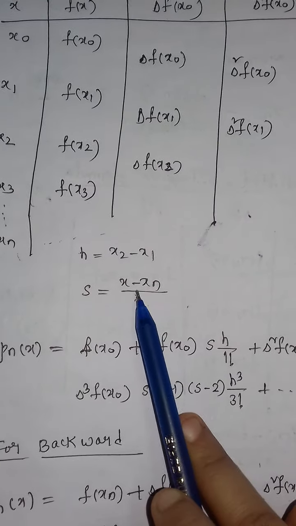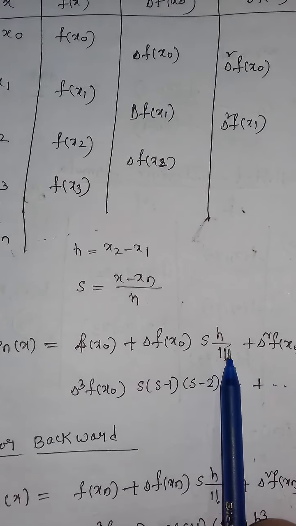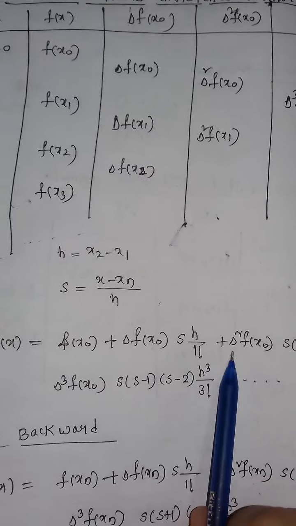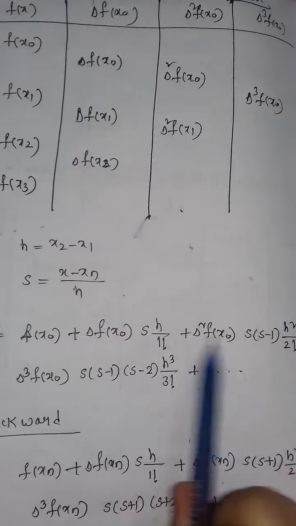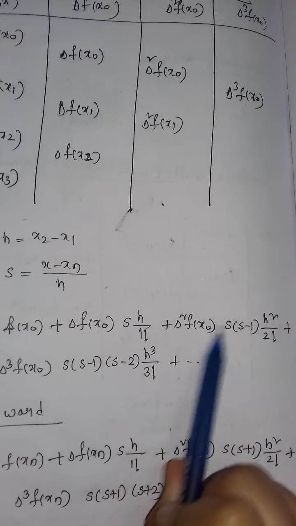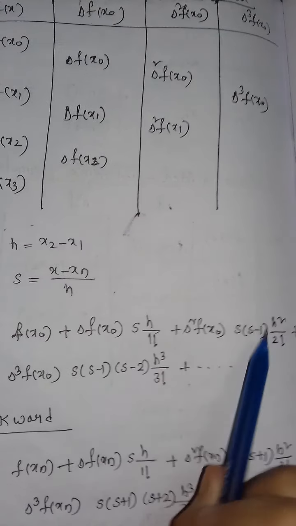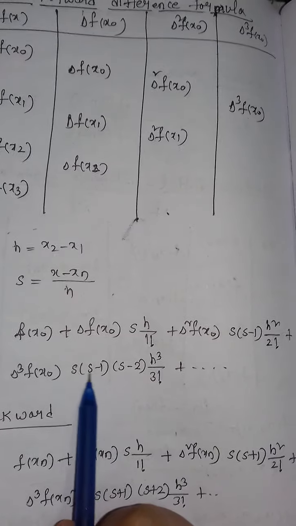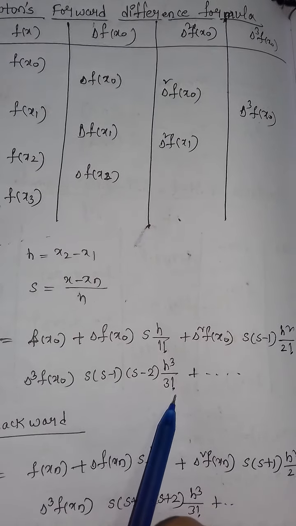Now for forward we will take f of x0 plus del f of x0, with s taken as x minus x0 by h, divided by 1 factorial. What is h? h can be x1 minus x0 or x2 minus x1, the difference is the same. And then del square f of x0, s into s minus 1, h square by 2 factorial. Here we have added s minus 1 because it is square, just remember this. Now del cube f of x0, here again we add one more factor: s, s minus 1 were there already, s minus 2, h cube by 3 factorial.